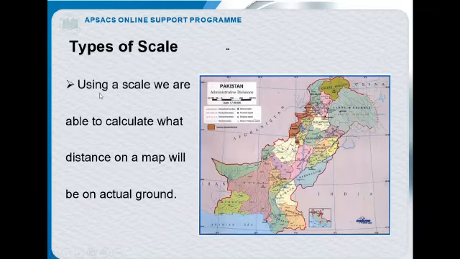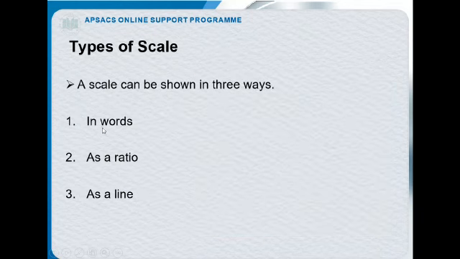Using the scale, we are able to calculate what distance on a map will be on actual ground. For example, this is a Pakistan map and you can see the actual area of Pakistan is quite large. That's why we are not able to show this on a map. We need to reduce the actual size of the area or any location or feature to be shown on a piece of paper, that is a map. We have three different types of scales, that is in words, as a ratio, and as a line.